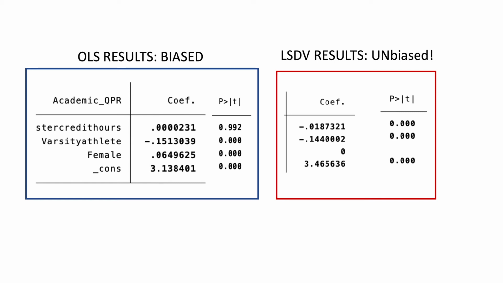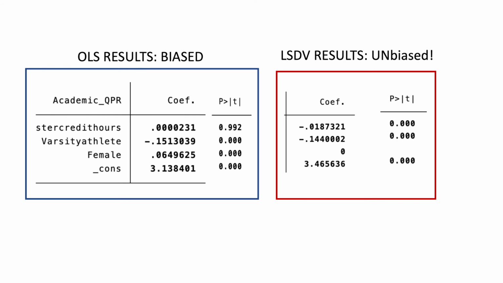The biggest takeaway is that semester credit hours has a negative coefficient versus the virtually zero coefficient in the OLS results. And now it's statistically significant. The varsity athlete variable doesn't change a lot, and it's still statistically significant. So the biggest change is that semester credit hour variable.